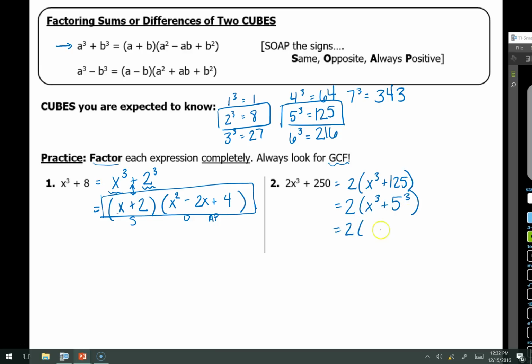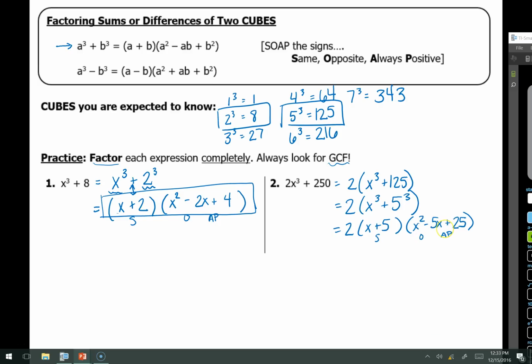So I'm going to leave my 2 out front and write my 2 sets of parentheses for my other factors. I'm going to use the same basis with the same sign for my first factor, so that's x plus 5. I'm going to put an x squared in my first spot for my second set of parentheses. The 5 squared is going to go in my last spot. I'm going to write that as a 25 here. The middle is going to be the 2 bases multiplied together, so that's 5x. And now I can do my signs. I have same, opposite, which is a minus, and then always positive.